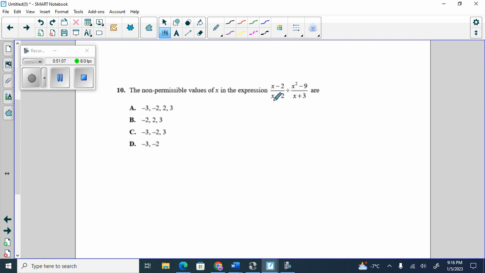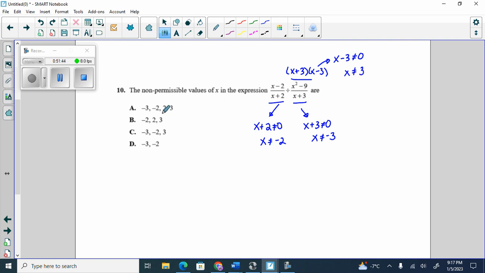So here we want the non-permissible values. Non-permissible values of division are here, here, and here. It's the difference of squares, so I'm going to get x plus 3, x minus 3. This one is going to result in x plus 2 can't equal 0, so x can't equal negative 2. This one: x plus 3 can't equal 0, so x can't equal negative 3. This one is done already, so I have to do this one: x minus 3 can't equal 0, so x can't equal 3. So it's negative 3, positive 3, and negative 2.